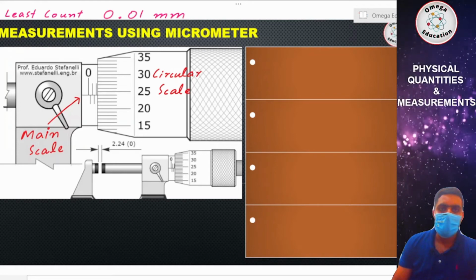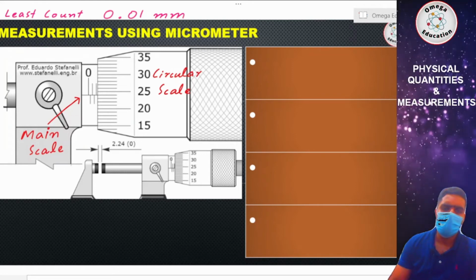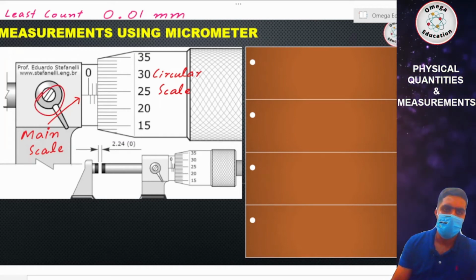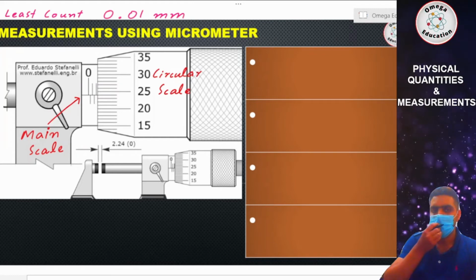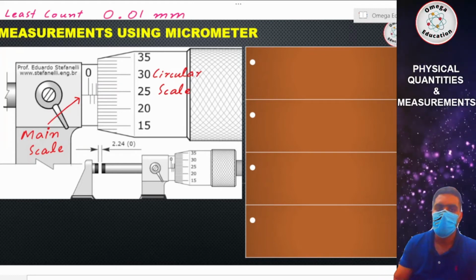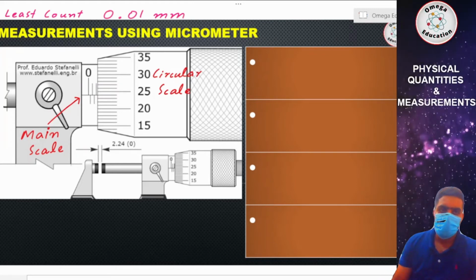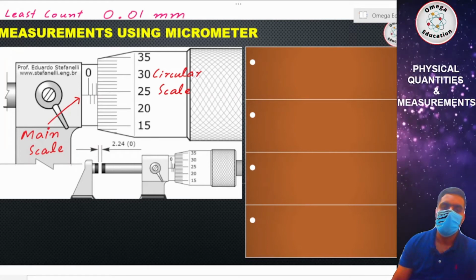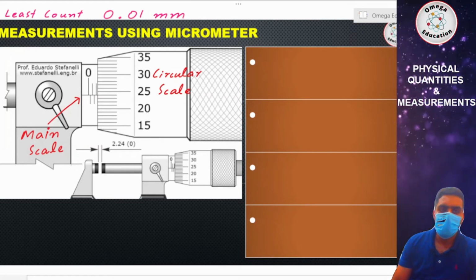It has a lot of parts, like there's a lock here as well, but this is not important for us because we need to refer to the portion that is used for measurement only. When the lock is in this position, it is unlocked. Before we take a reading, we need to make sure your micrometer is unlocked.